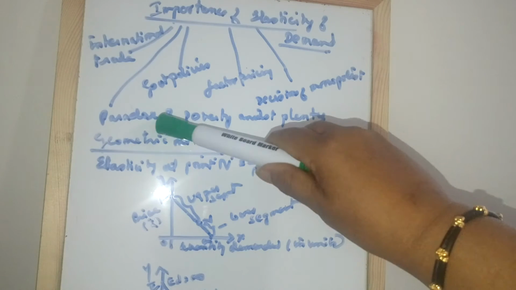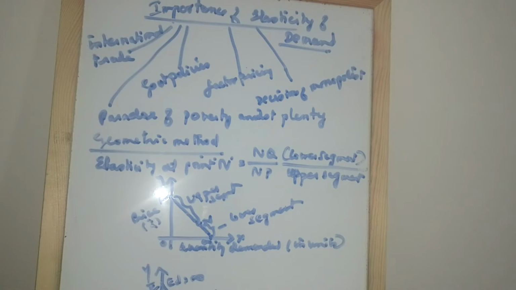The next one, paradox of poverty amidst plenty. That means a bumper crop, instead of bringing prosperity to farmers, brings poverty. It happens due to inelastic demand for most of the agricultural products. When the supply of crops increases as a result of rich harvest, their prices fall drastically due to inelastic demand. So as a result, their total income goes down.